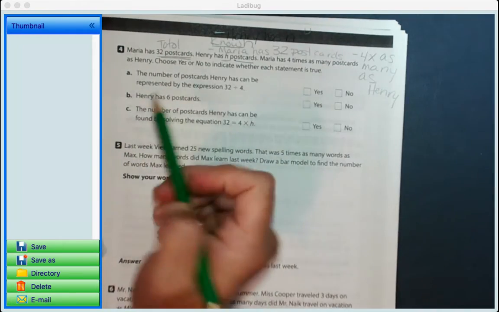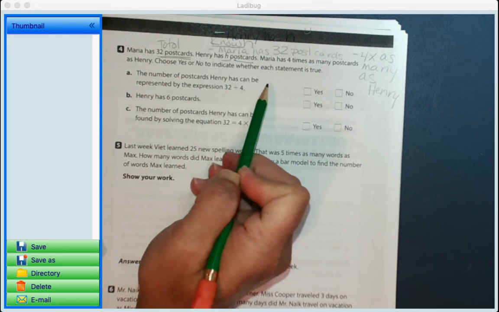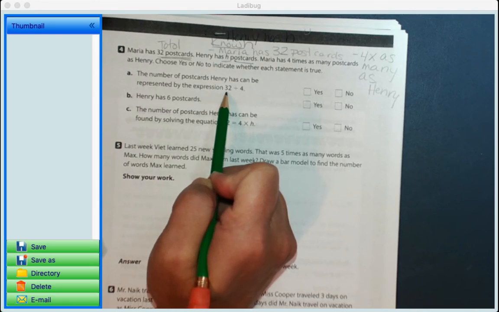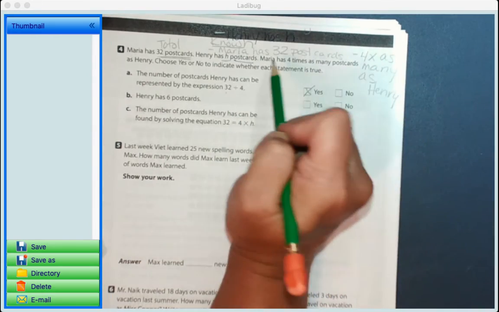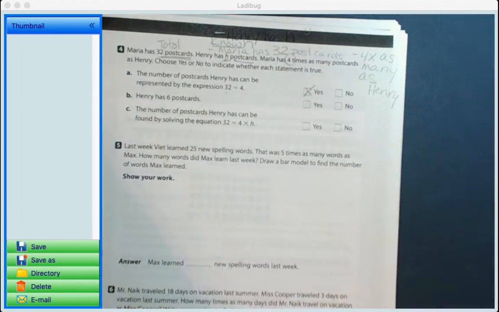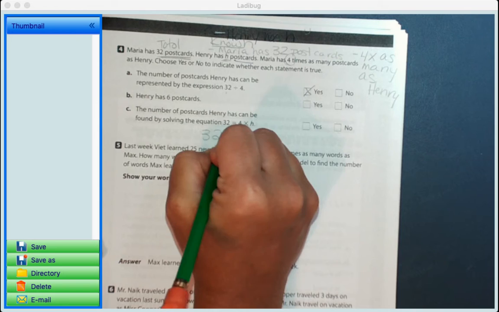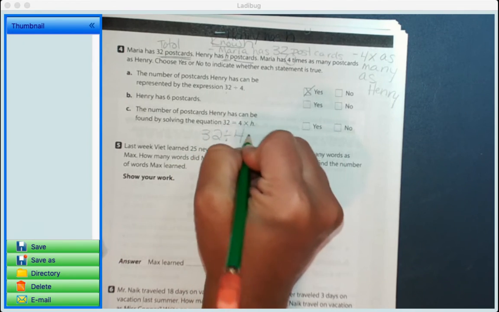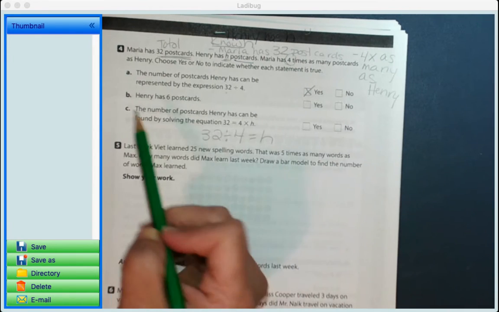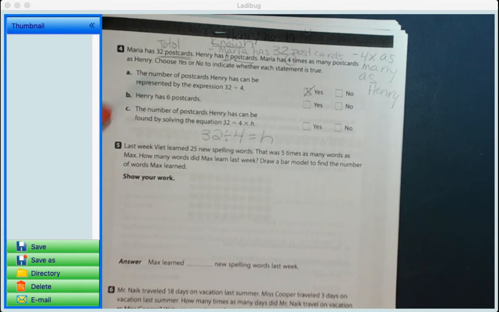So let's look at these. The number of postcards Henry has can be represented by the expression 32 divided by 4. Yes, that is right, because if I have 32 postcards, I have 4 times as many as H, I could do it as 32 divided by 4 equals H. So that is correct. Henry has 6 postcards. Well, 32 divided by 4 is not 6. So, therefore, no, Henry cannot have 6 postcards.